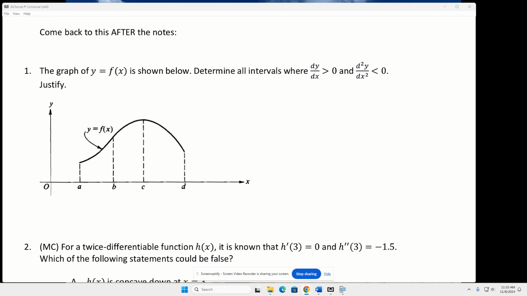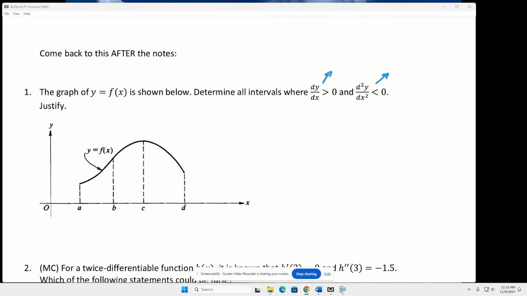Okay, so on the back of the flu paper, that sounds gross, there's a couple of more questions, and I love these questions. This is what you might see on the AP exam multiple choice. So we have this graph of f. So we're talking about f here. Determine all the intervals where the first derivative is positive and the second derivative is negative. So the first derivative is positive. What does that mean about the graph of f? Increasing.